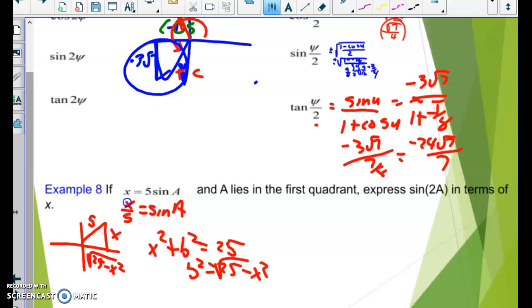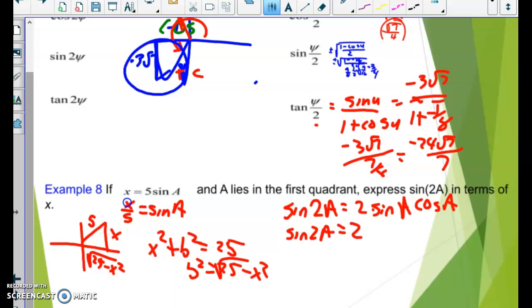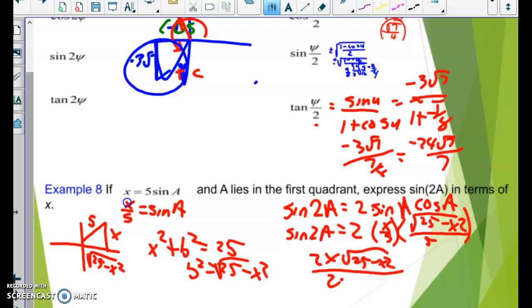And if we are finding the sine of 2a, the double angle formula is on your sheet: 2 times the sine of a times the cosine of a. So the sine of 2a is equal to 2 times the sine, and we know that the sine is x over 5, and the cosine is the square root of 25 minus x squared over 5. And if I do a little bit of simplifying there, I get 2x square root of 25 minus x squared all over 25. That is your sine of 2a.